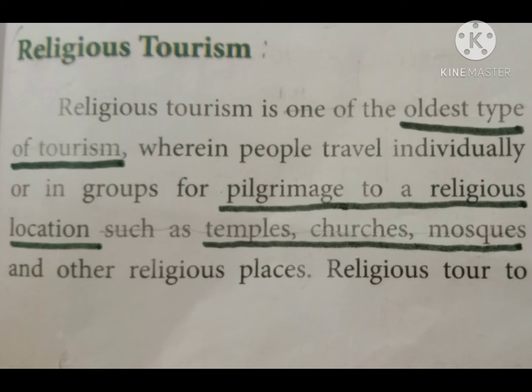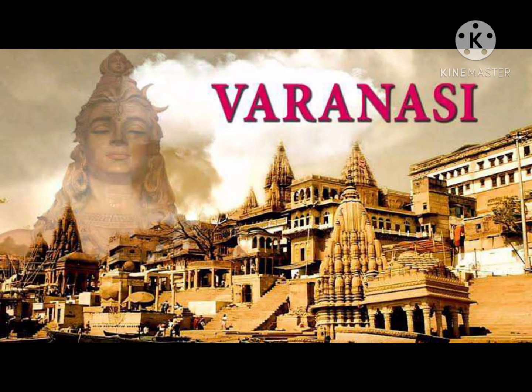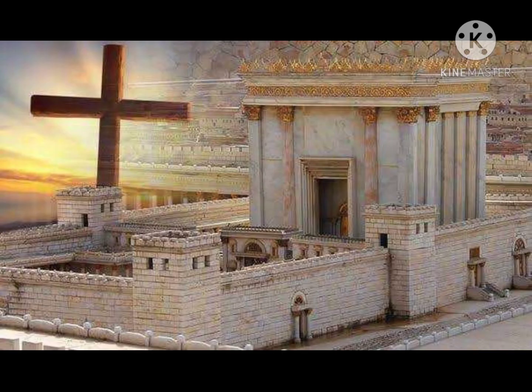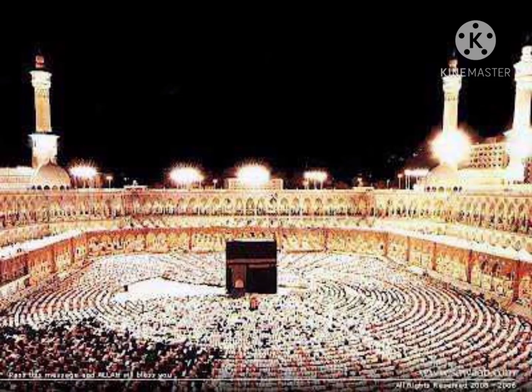So what are the places they will move? They especially go for the pilgrimage places. Example, Kasi, Rameshwaram, Puri Jagannath temple. This everything comes under the religious tourism. Example, Hindu people go for Varanasi, that is Kasi, by Hindus, and Jerusalem by Christians, and to Mecca by Muslims are the few examples for the religious tourism.